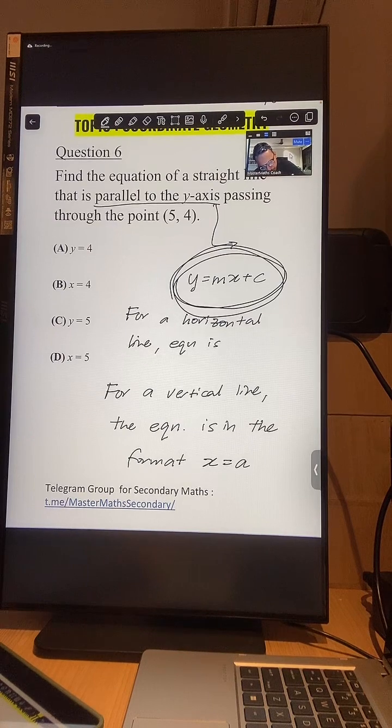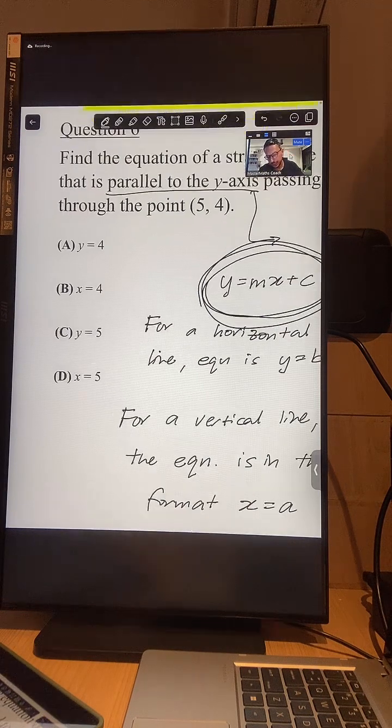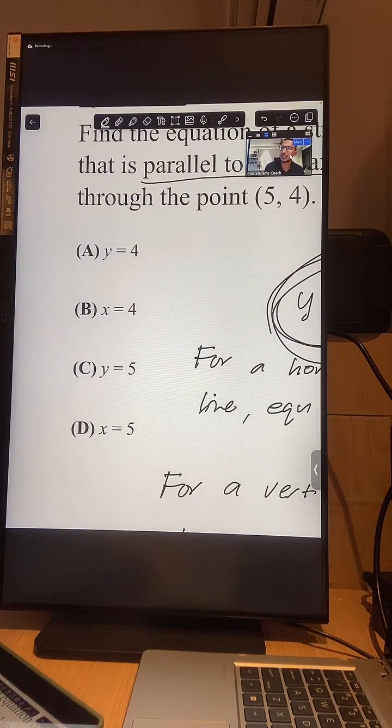Equation is y equals b. So a and b here are numbers. We know that, look at a, b, c and d, guys. Look at a, b, c and d.